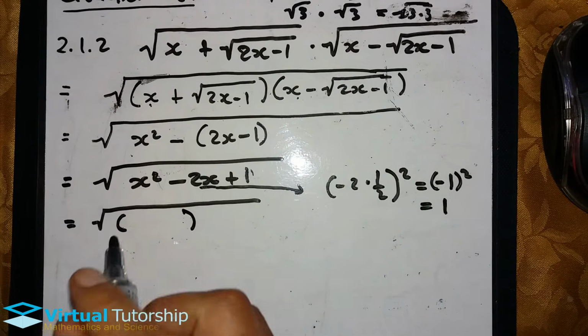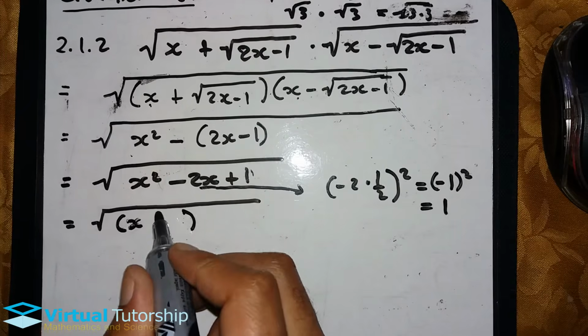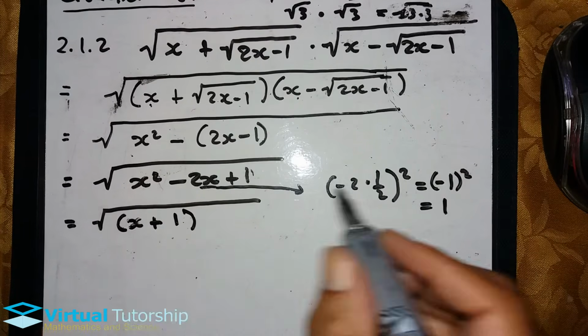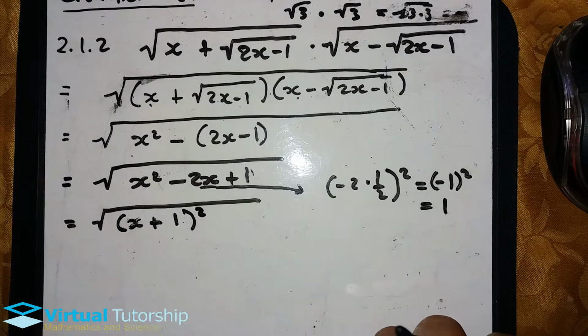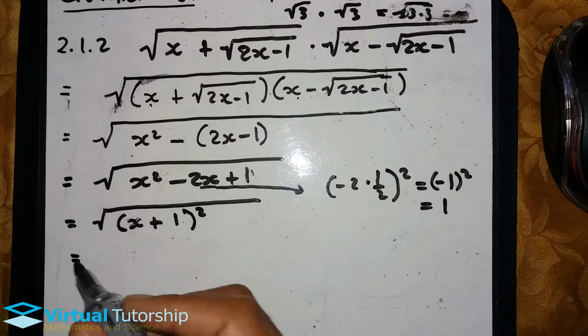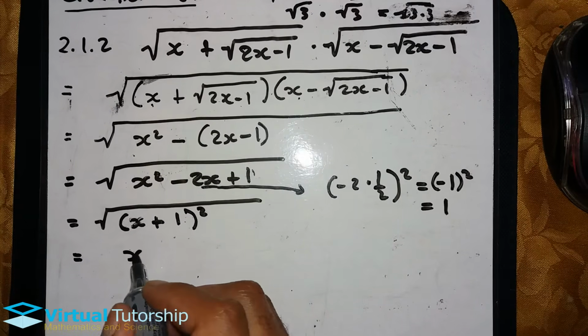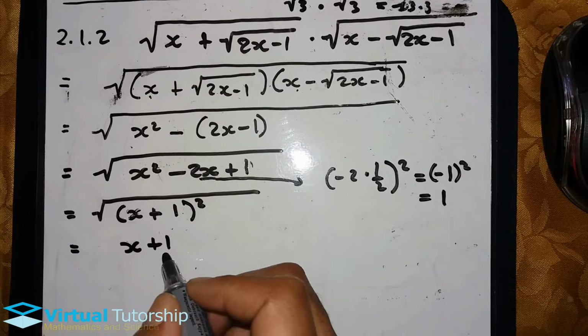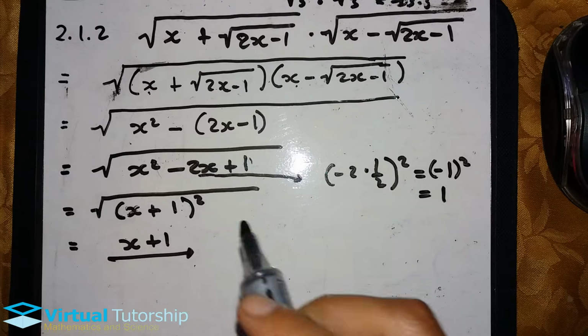So the factors will be x squared, right, plus 1 squared, it's going to be equal to, what's the square root of any squared number, it's that number. So now this is our final answer.